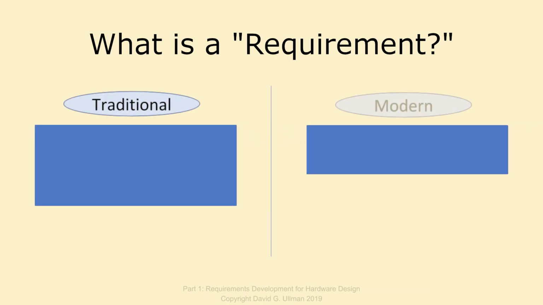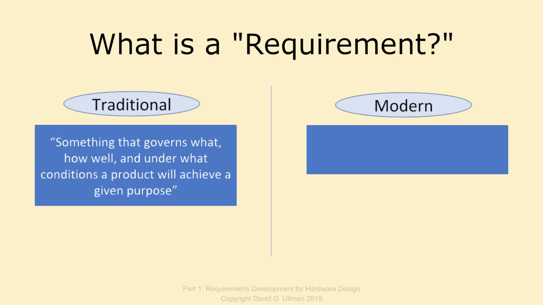A traditional and dated definition of a requirement is something that governs what, how well, and under what conditions a product will achieve a given purpose. A more modern definition is simpler and focuses on the customer and the design team: a requirement is a shared understanding of what is needed. This shared understanding is built on conversations with the right people about the right topics at the right times.